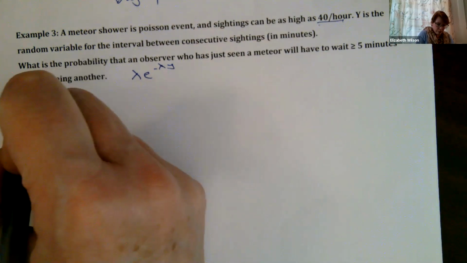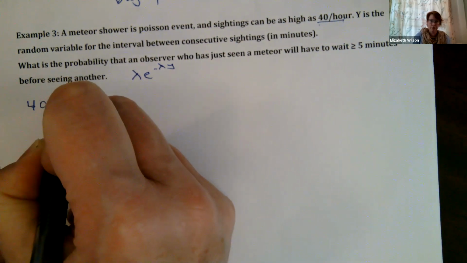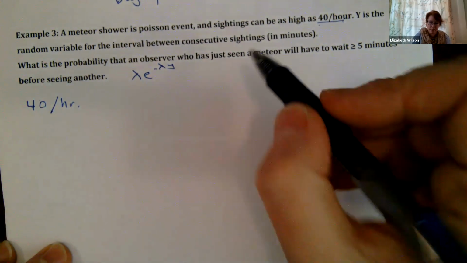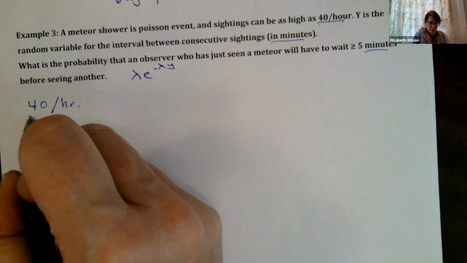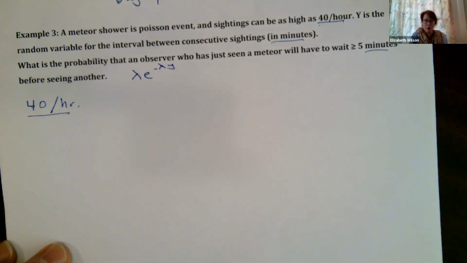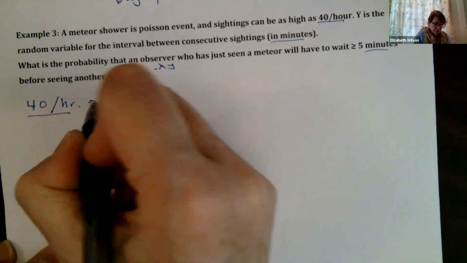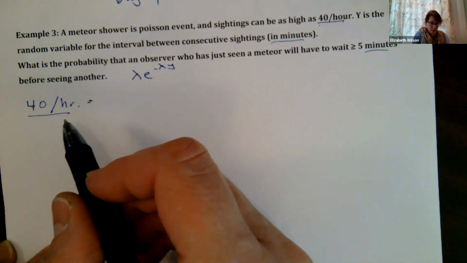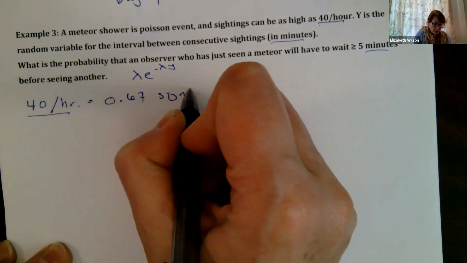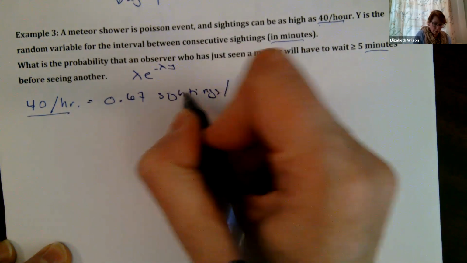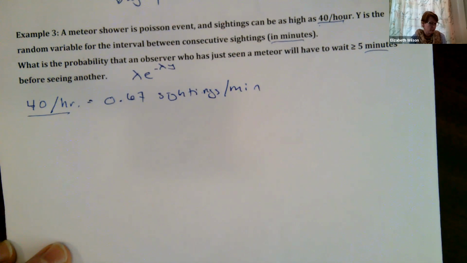So if I've got 40 sightings per hour, but we're talking about consecutive sightings in minutes, and we want to wait more than 5 minutes for something to happen, I'm going to convert my 40 sightings per hour into a minute, which means I have to divide it by 60 minutes in an hour. So I'm going to get 0.67 sightings per minute. Okay, so all of my units are consistent. And this is our rate at which things are happening. This is our lambda. So 0.67 is our lambda.